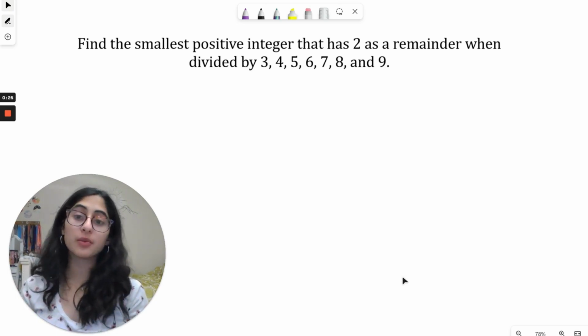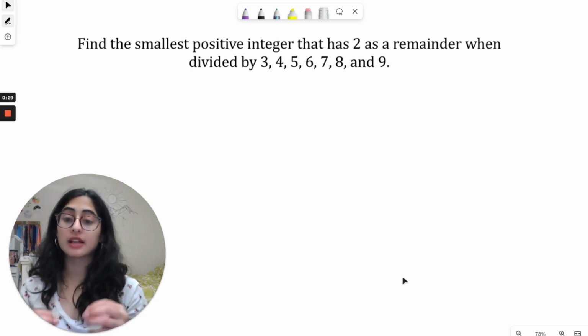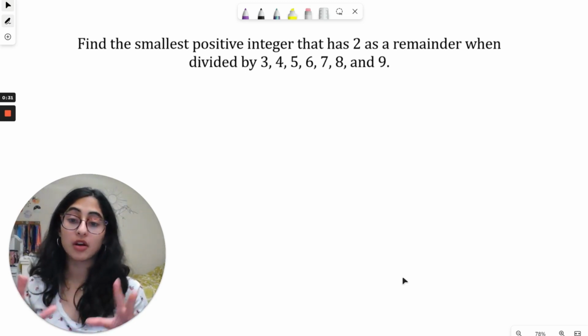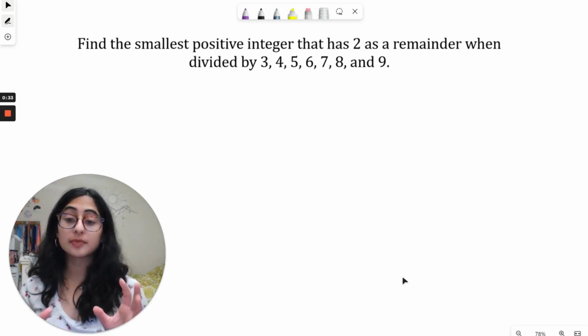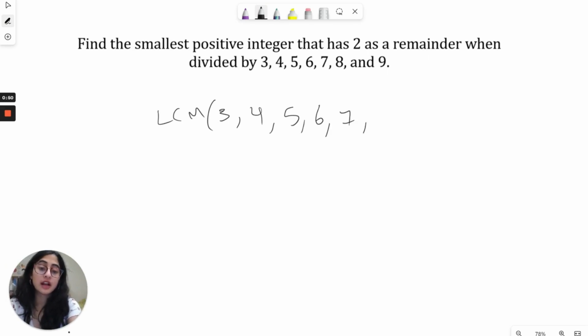But if you think about it, how do we get a positive integer that has 0 as a remainder when divided by all those numbers? The smallest positive integer that is a multiple of all those numbers has a remainder of 0. Well, that's the least common multiple, right? So the least common multiple of 3, 4, 5, 6, 7, 8, and 9 will have a remainder of 0 when divided by all of those numbers.